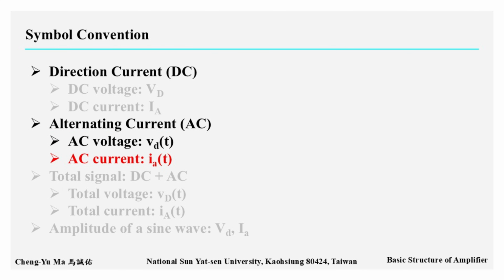Similarly, for AC current, the notation uses a lowercase letter i together with a lowercase letter as the subscript. For example, lowercase i with lowercase a as the subscript is written as ia.